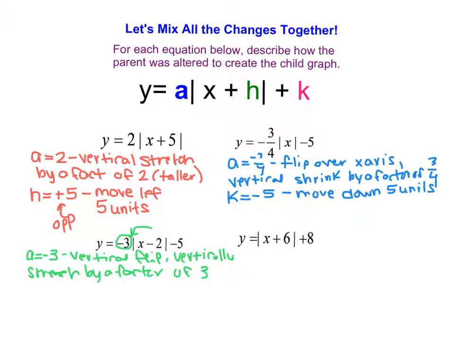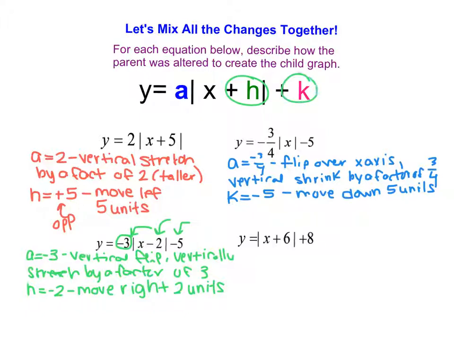Then from here, I notice that this value inside of the absolute value is my H value, and my H value here is negative 2. And remember, it's going to move the opposite with the H value than I expect. Since it's a negative number, it's going to move in the positive direction, which is right 2 units. And then finally here, my K value being added on the outside. K is my vertical movement, and it's a negative 5. So the graph is going to move vertically negative, which is move down 5 units.